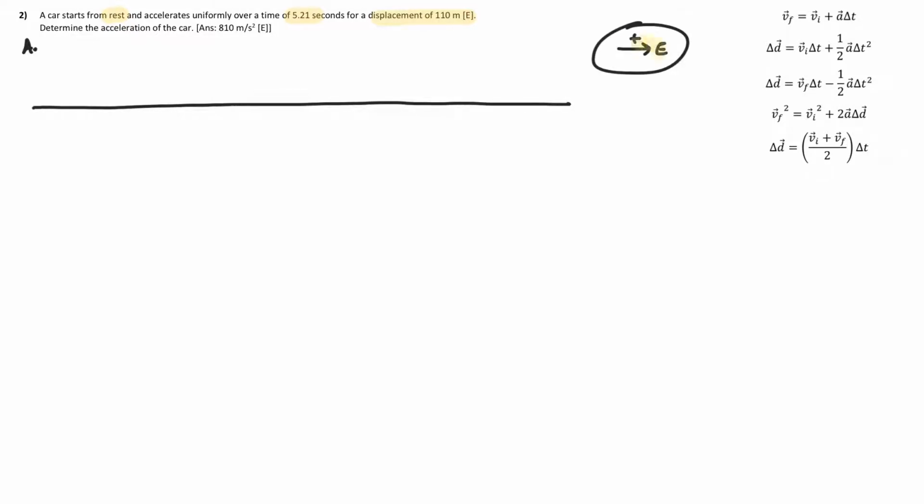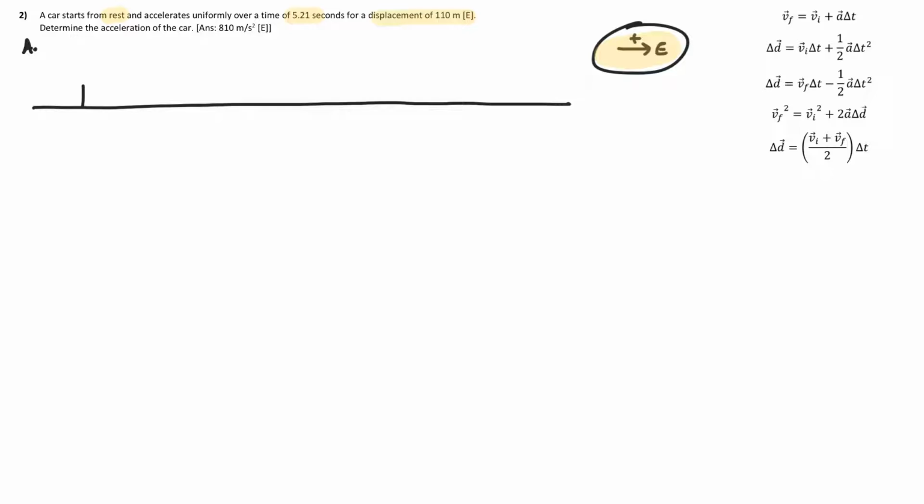In this question, we get a car that starts from rest. Okay, this is nice, at least it mentions that it starts from rest. It accelerates uniformly over time for 5.21 seconds, and we get a displacement of 110 meters in the east direction. And we want to determine the acceleration. Let's draw this situation out. This is part A. So we got a car, and I am going to take east to be positive in this direction, and I'm going to highlight that right away so that we have it.